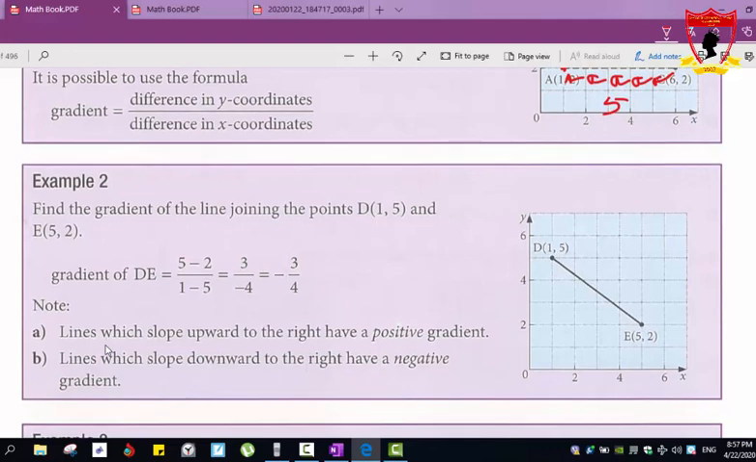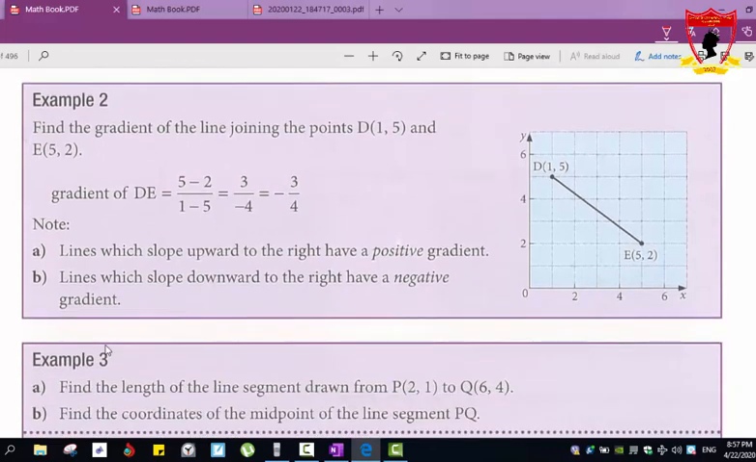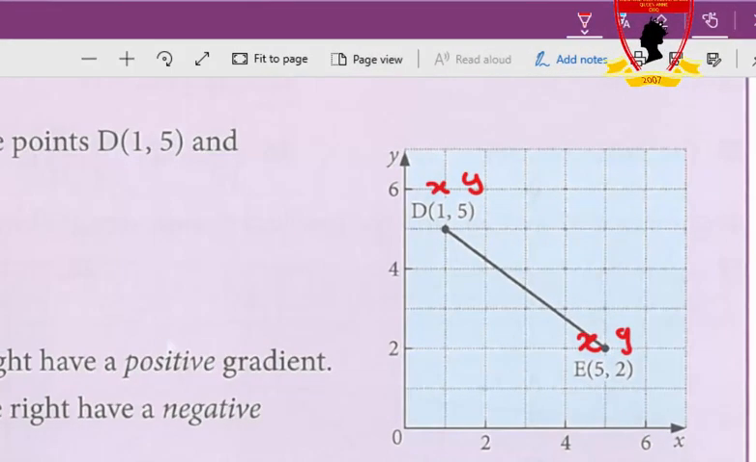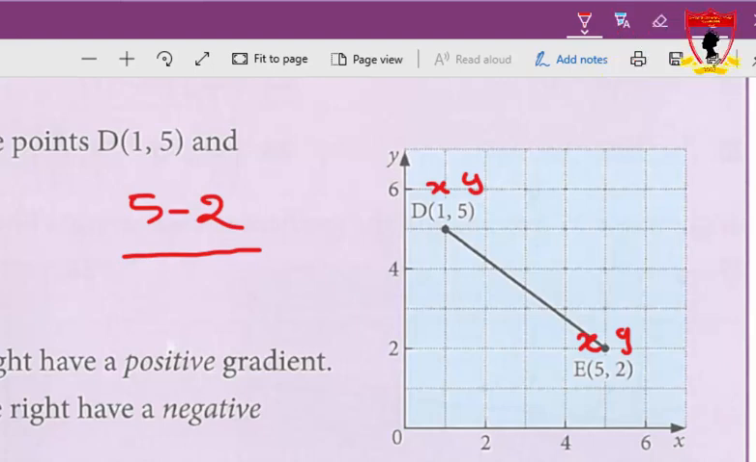But to make this a little bit more related to rules, we can simply pick 2 points. Then for any 2 points on xy axis, the first entry is x and the second one is y. First is x, second is y. Then the gradient, again y's are on the top, 5 minus 2. Because this y is greater than this y, we can say 5 minus 2. In the denominator, we must say 1 minus 5. 1 is the x, minus 5.